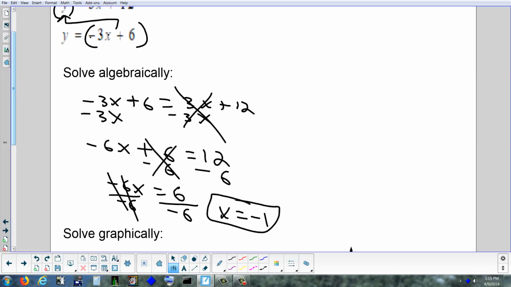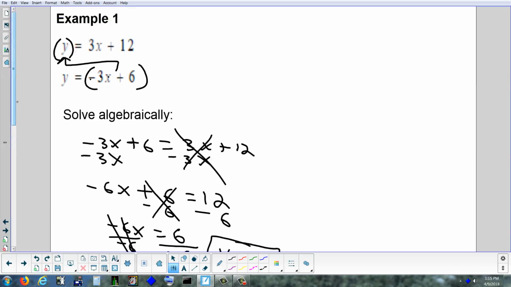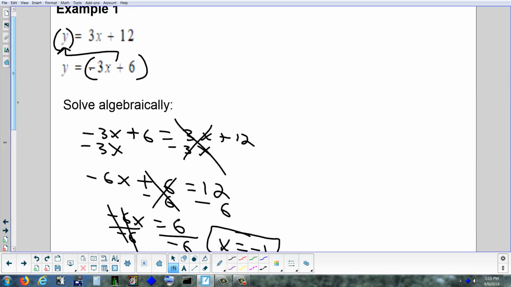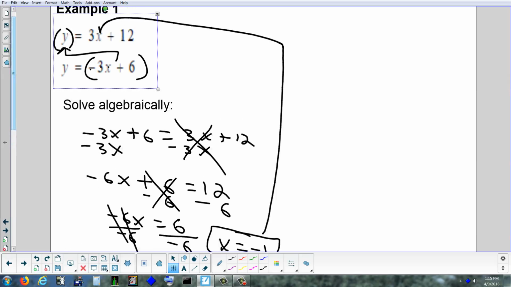Okay, so are we good? No, we have to find y. Right, we did the hard part. We've got x. We have to find y, and substitute x into any equation. Exactly, either equation. I might do the top one because it's all positive numbers. So let's plug that in.